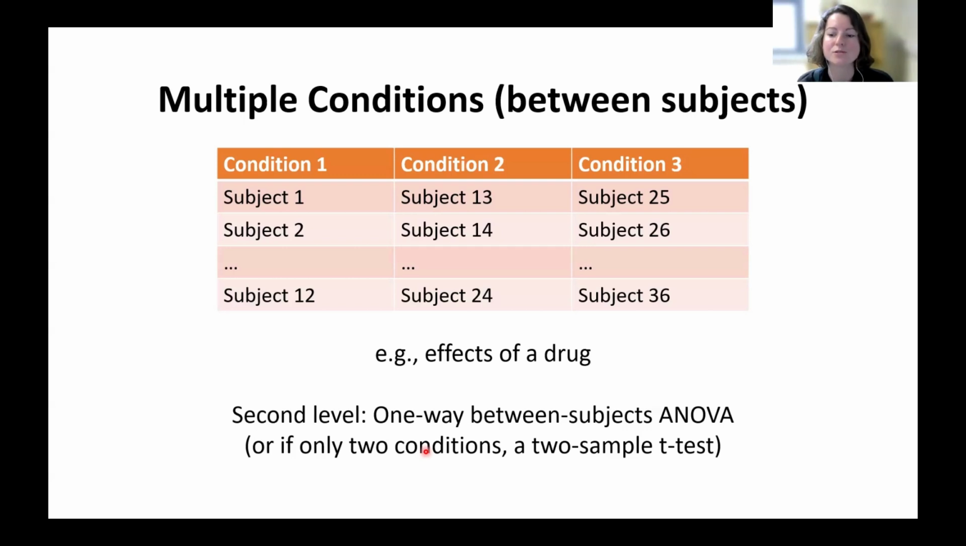And in SPM, you can do these kinds of analysis at the second level using a one-way between subject ANOVA. Or if you only have two conditions, you can do a two-sample t-test instead of a one-sample t-test. And two samples refers to the fact that you have two different sets of participants.